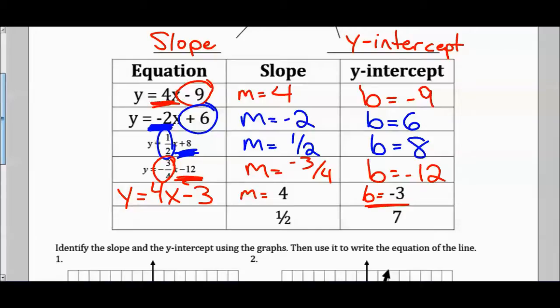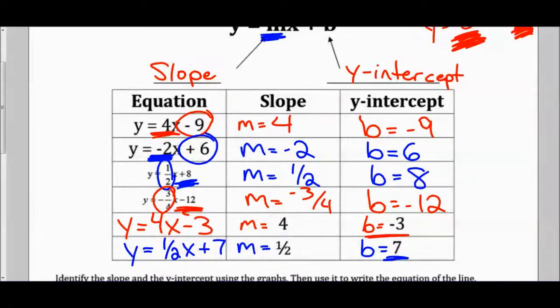On the last one, our m is 1/2, and our b is 7. So we're going to write y equals mx plus or minus b. Here we have a +7, so I'll write +7.